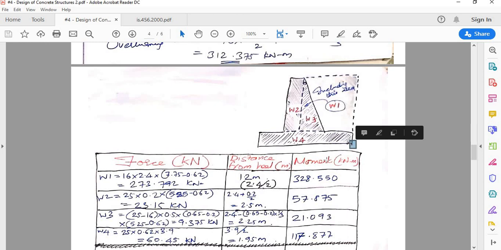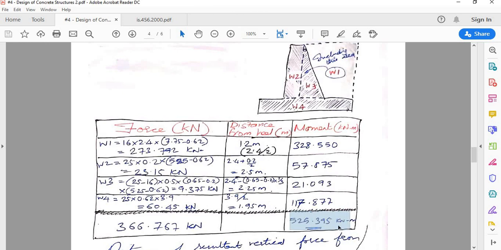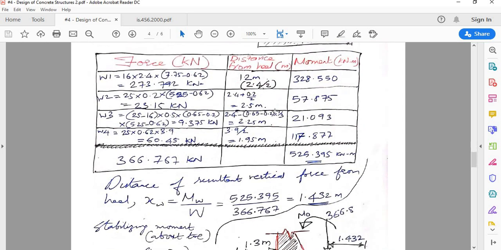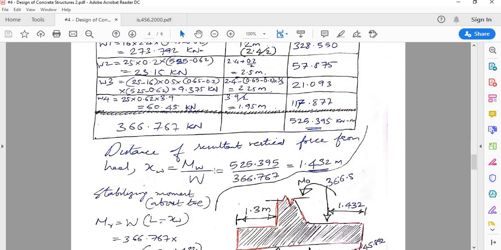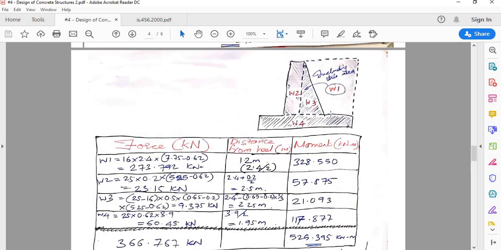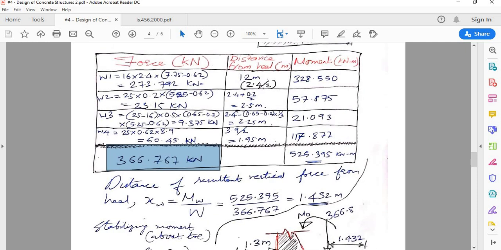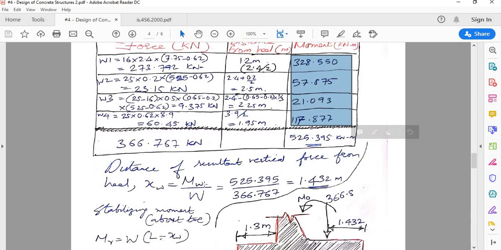Remember, these lever arms were taken about the heel, so this moment is about the heel portion. Now for the stability check we need it about the toe. So first of all, let us find the resultant. You have the sum of all forces, which is the sum of this particular column, and the sum of all the moments, which is the sum of this particular column. Once you divide moment by total force, you will get the location of the resultant.